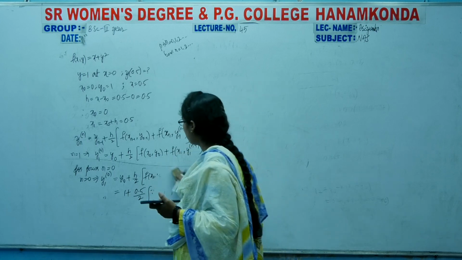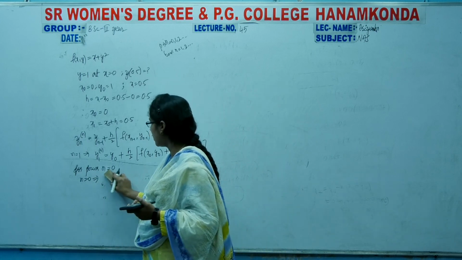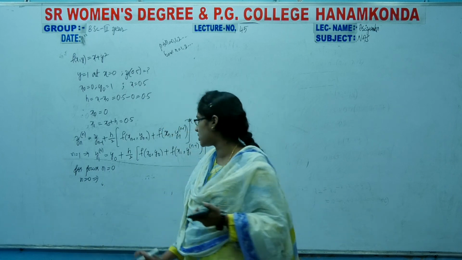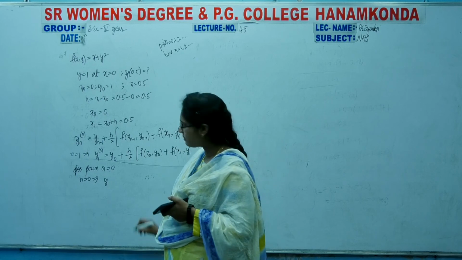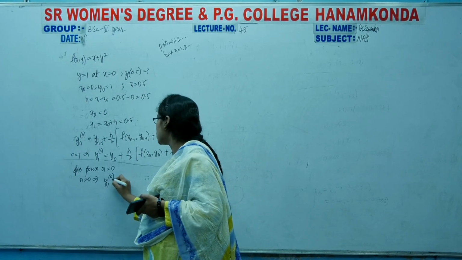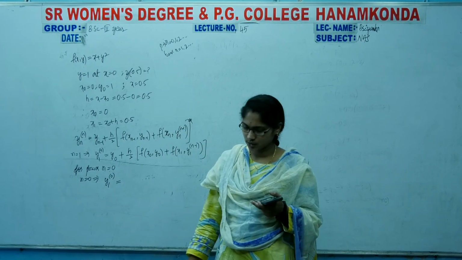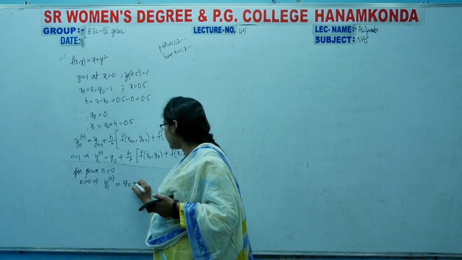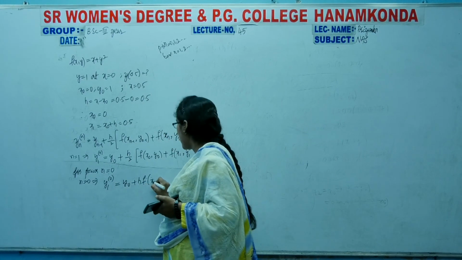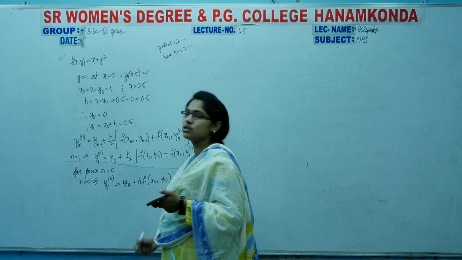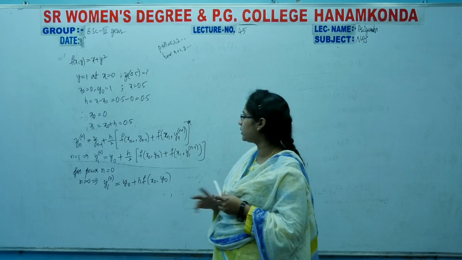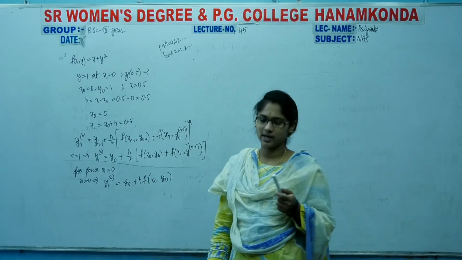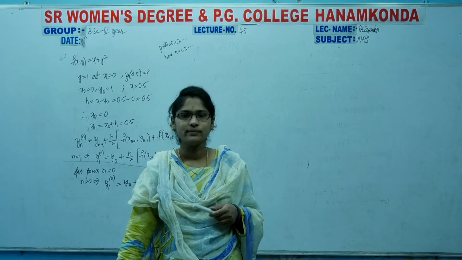Otherwise I will use another formula for this one, because we are getting the negative now, so here I am directly taking the first value. Write down the formula: y1 power 0 is equal to y0 plus h into f of x0 comma y0, by using the Euler's method. By taking this one we will calculate all the values, and I will continue this application in the next class. Okay, thank you everyone.